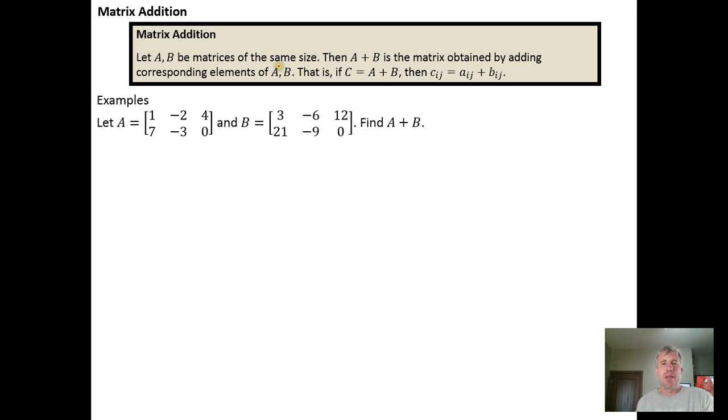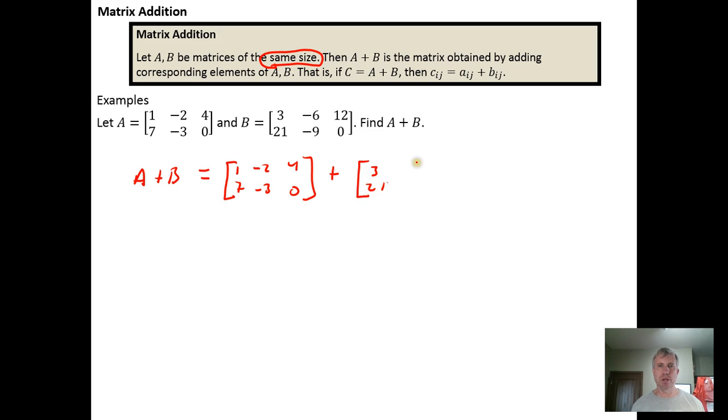And the big thing to notice in here is that the matrices need to be the same size. We define matrix addition to be taking the sum of corresponding elements, and that's what the second sentence is identifying. So if we are going to add matrix A and B, A plus B is just the sum of the two matrices. So 1, 7, negative 2, negative 3, 4, 0, plus the other matrix, which is 3, 21, negative 6, negative 9, 12, and 0.